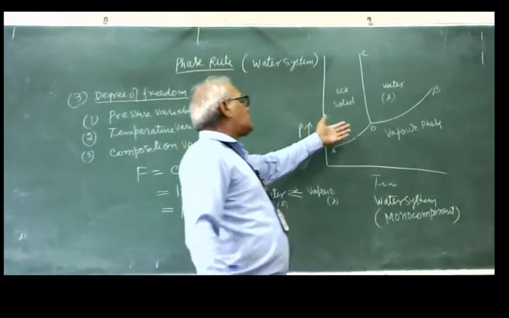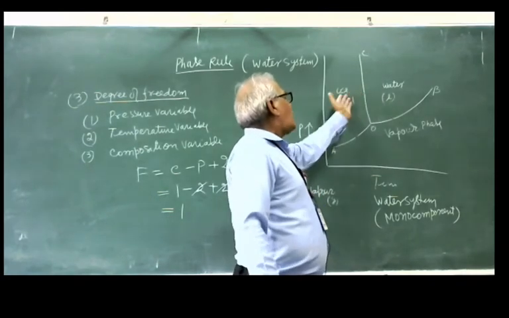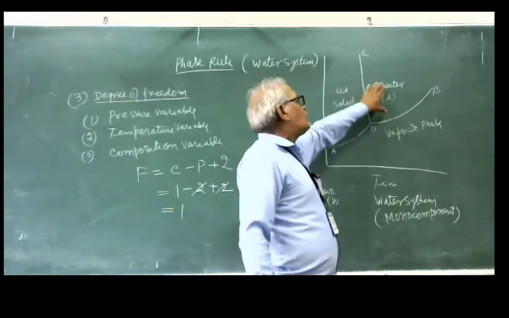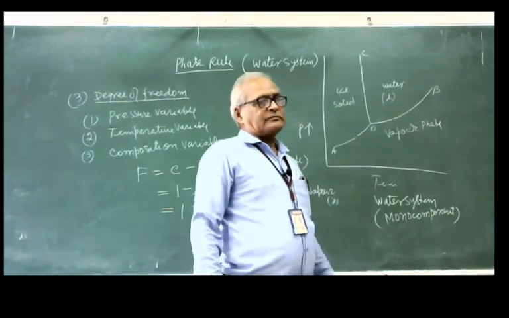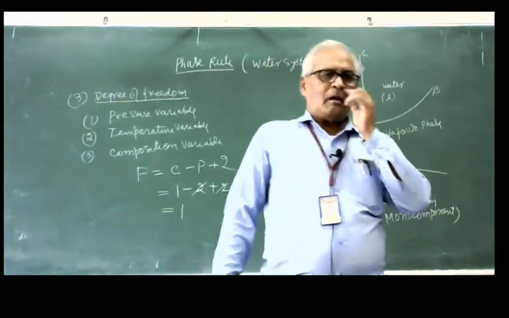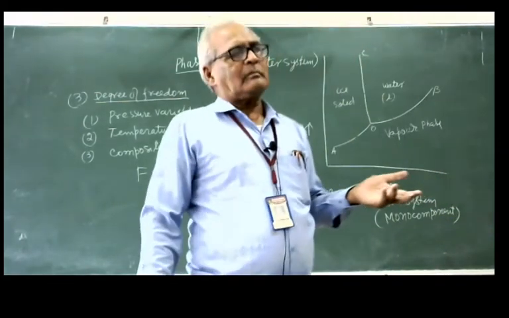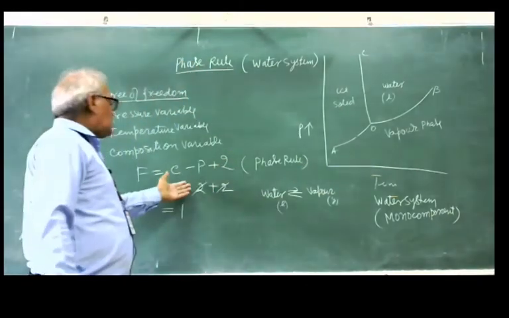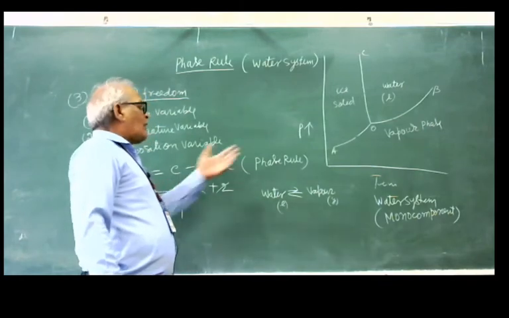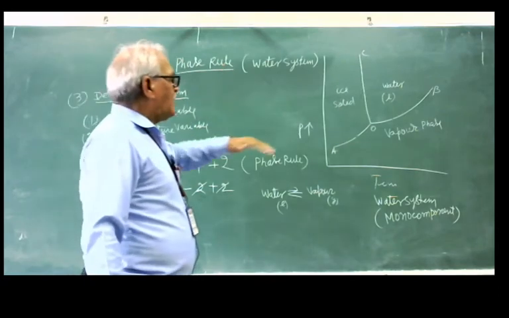Similarly, you can calculate degree of freedom at the OC line. There are two phases in equilibrium, solid ice and water, both in equilibrium at different pressure and temperature. So you can also calculate the degree of freedom for the OC curve like this. Two phases are in equilibrium, value of P is 2, C is 1, water is the monocomponent system. So degree of freedom is 1. In this way.